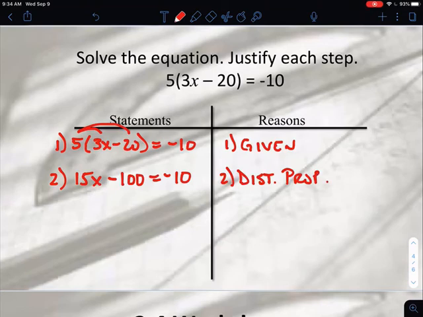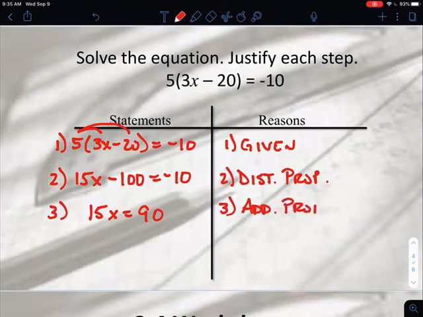Okay. Once I've done that, I look at my next step. So the next step I would do is move the 100 over to the other side. So I'm going to add 100 to both sides, which means 15x will equal 90. And I used my addition property for that. Once I have 15x equals 90, I can go ahead and divide both sides by 15. And when I do that, x would equal 6. And that was my division property.